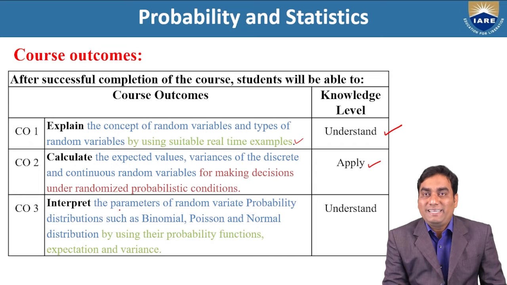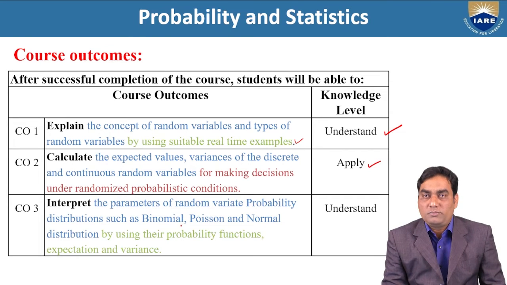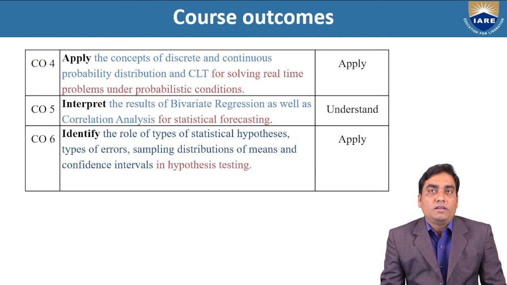And course outcome 3: interpret the parameters of random variable probability distributions, such as 3 different distributions, binomial, Poisson and normal distribution, by using their probability functions, expectation and variance. This is also under the understand level. CO4: apply the concept of discrete and continuous probability distributions and CLT for solving real-time problems under probability conditions. This level is also apply.